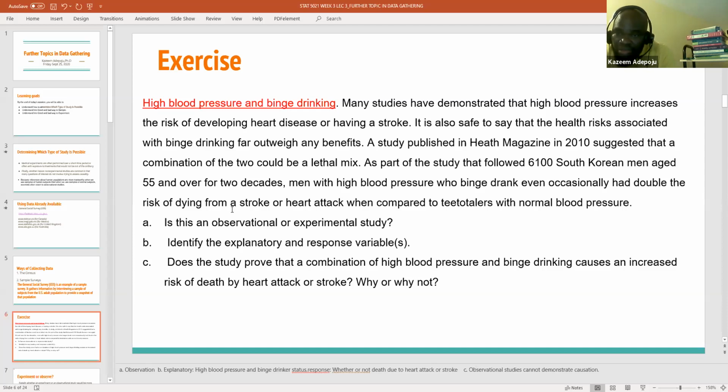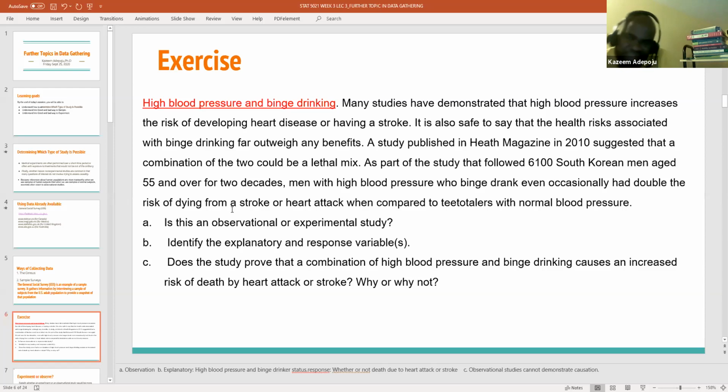If you follow my explanation of what I've offered before, and of course identify the explanatory and the response variable. The explanatory variable here is going to be the high blood pressure and the binge drinker status. Don't forget you are looking at the effect of that. So that's the explanatory variable. Another name for explanatory variable is independent variable. It's a variable that you can manipulate and observe its effect on another variable.